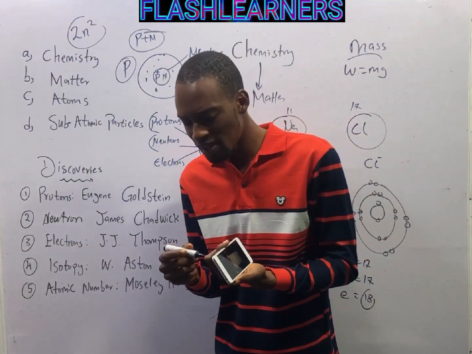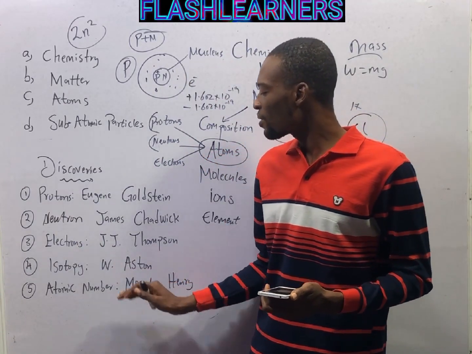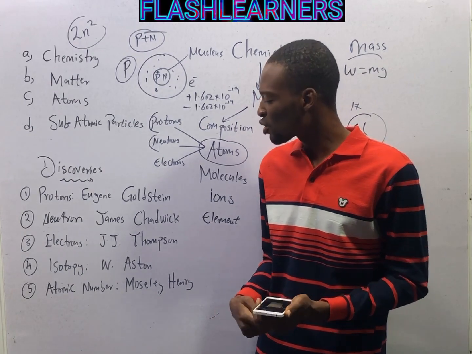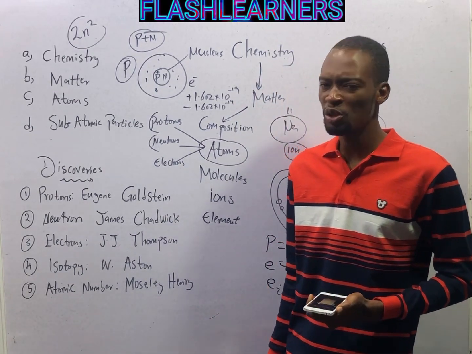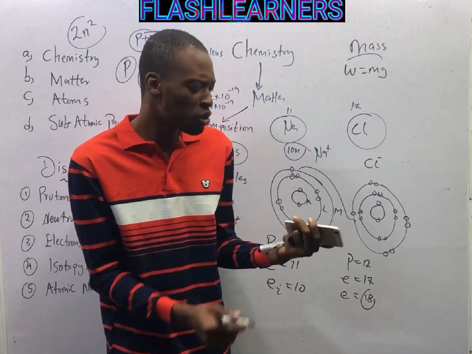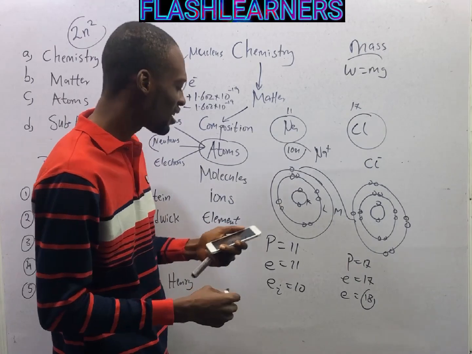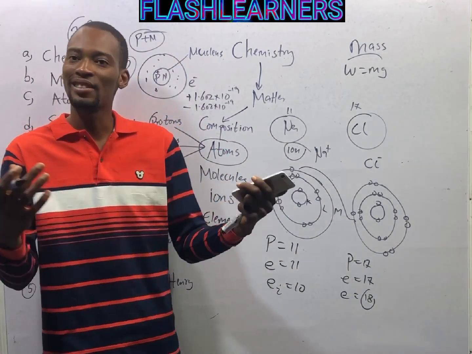J.J. Thomson discovered electrons. W. Austin discovered isotopy, while Moseley discovered atomic number. Now, what is isotopy? Isotopy is a phenomenon where atoms with the same atomic number can have different mass numbers.